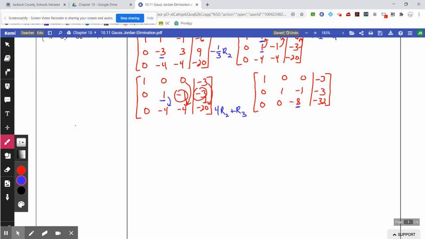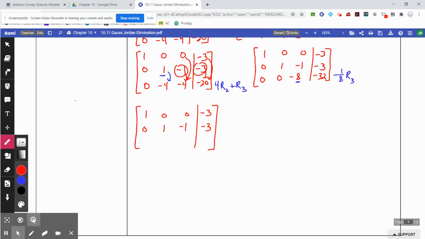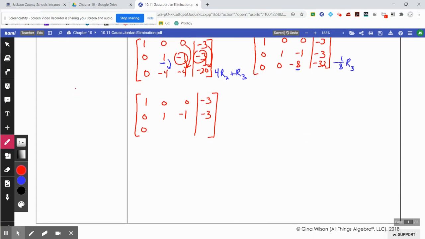And let's try to turn this into a 1. The way we're going to do that is -1/8 times row 3. So rows 1 and 2 stay the same. And now let's work on row 3. -1/8 of everything turns this into 0, 0. It remains 0, 0. This will be a 1, and this would be a 4.